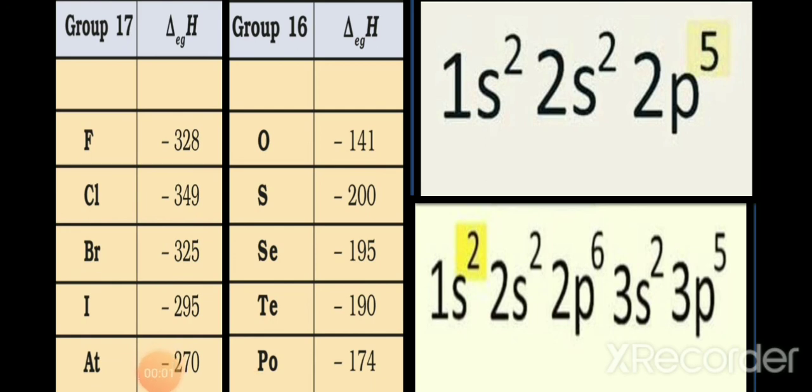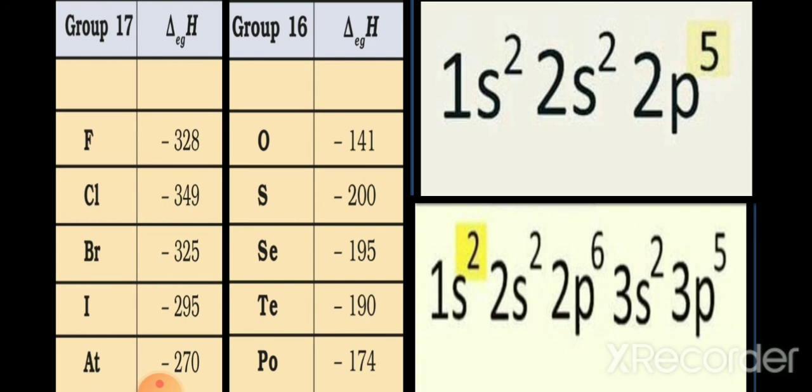To know the reason, consider the electronic configuration. We have to know why the electron gain enthalpy of chlorine is more negative compared to that of fluorine. So start with the electronic configuration of fluorine and chlorine. In the case of fluorine, the electronic configuration is 1s2, 2s2, 2p5. And in the case of chlorine, the electronic configuration is 1s2, 2s2, 2p6, 3s2, 3p5. And chlorine has more negative electron gain enthalpy compared to that of fluorine, which shows that chlorine can easily gain an electron compared to fluorine.